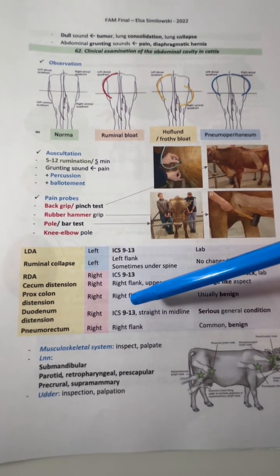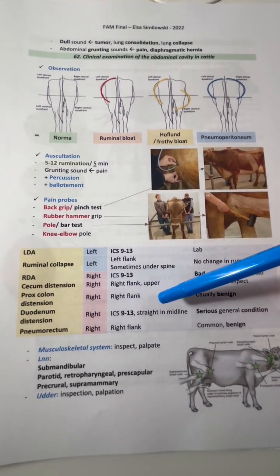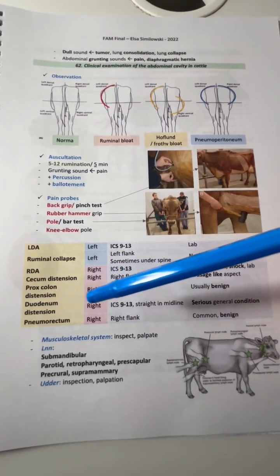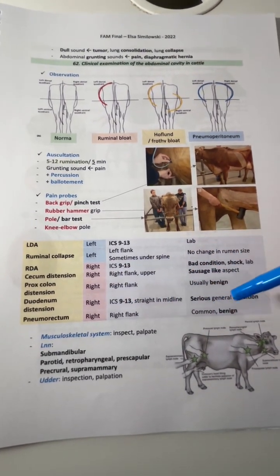And for the case of duodenum distension, it's on the right side, in the intercostal space 9 to 13, same as the abomasum, and it's straight in the midline. It's usually a serious general condition. And for pneumorectum, it's on the right side, on the right flank, and it's usually benign.